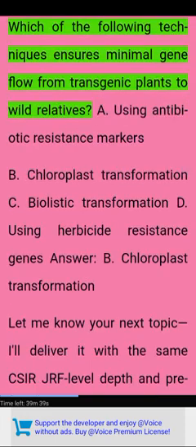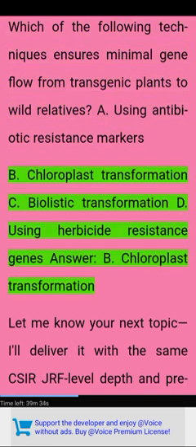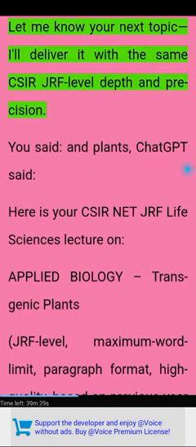CSIR-NET December 2019. Which of the following techniques ensures minimal gene flow from transgenic plants to wild relatives? A, using antibiotic resistance markers. B, chloroplast transformation. C, biolistic transformation. D, using herbicide resistance genes. Answer: B, chloroplast transformation.